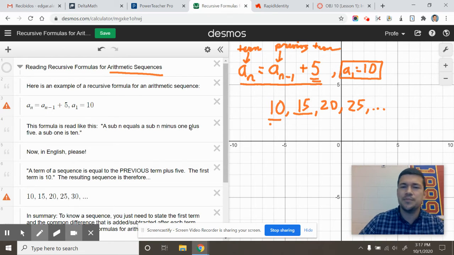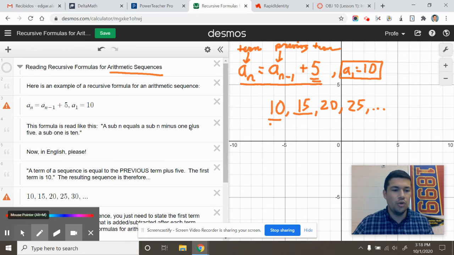That's all it means. All right, because if I have a sub 5, for example, then a sub n minus 1 is going to be a sub 4. So a sub 5 would mean the 5th term. The previous one would be the 4th term. So the 5th term is going to be the 4th term plus 5. The 2nd term is going to be the 1st term plus 5, etc., etc. That's all that means. All right. So don't worry. Be happy.